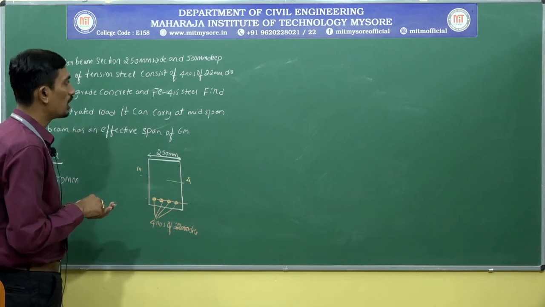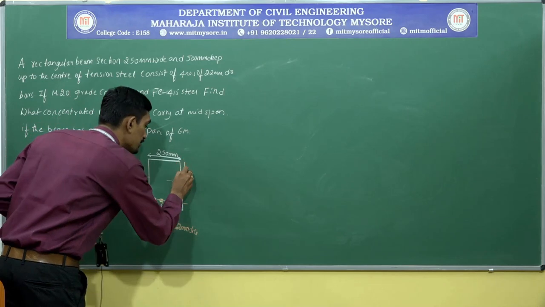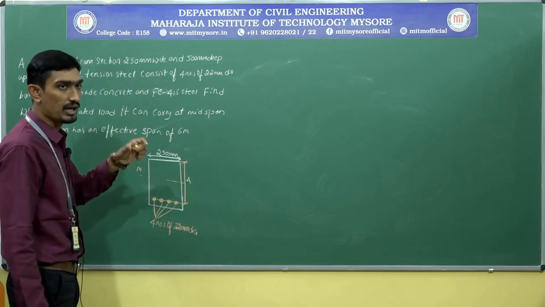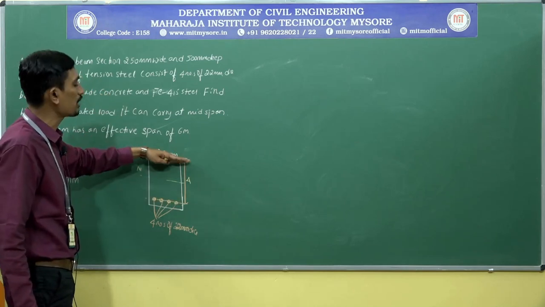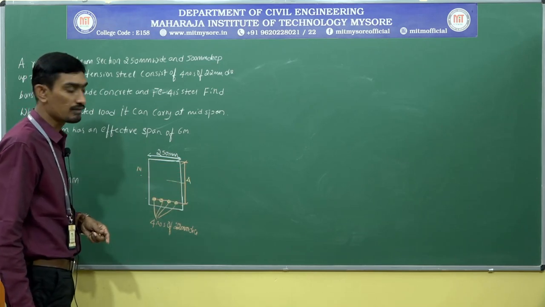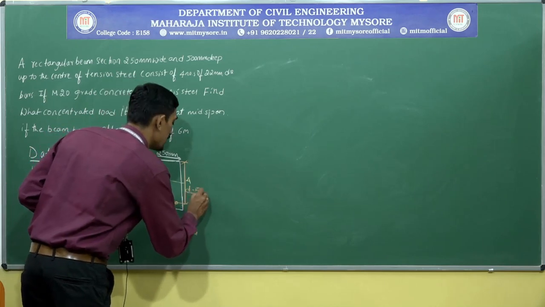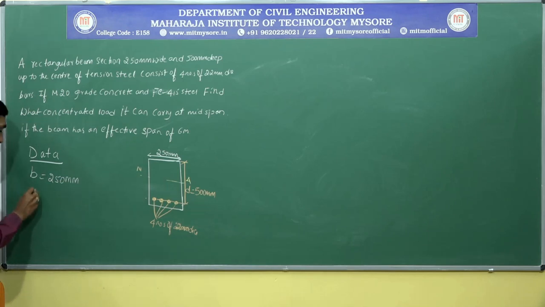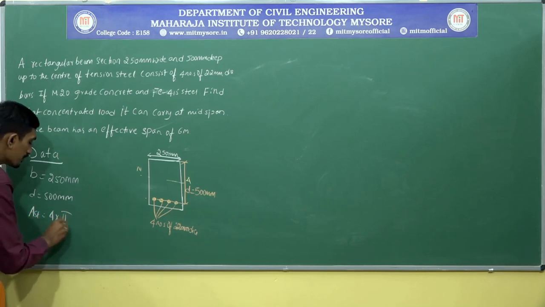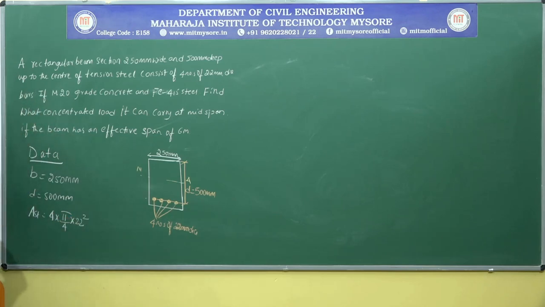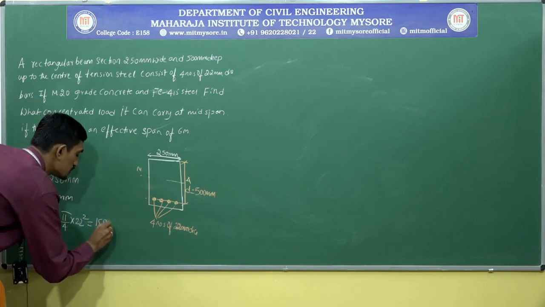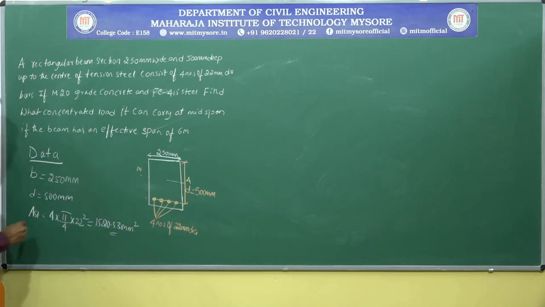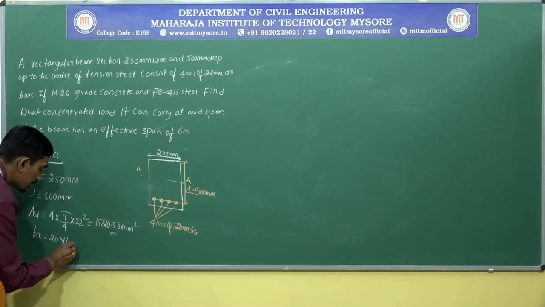Now the dimension they have given is the effective depth directly. Instead of mentioning effective depth, they have said 500 mm deep up to the center of tension steel, that is from the extreme compression fiber to the central axis of tension steel. So the effective depth D is equal to 500 millimeter. Then Ast, 4 numbers of 22 mm dia, is 4 into pi by 4 into 22 square, which works out to be 1520.53 millimeter square.